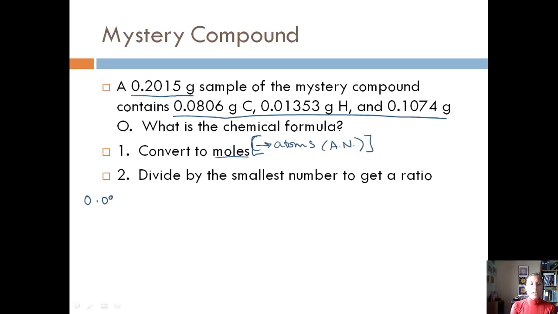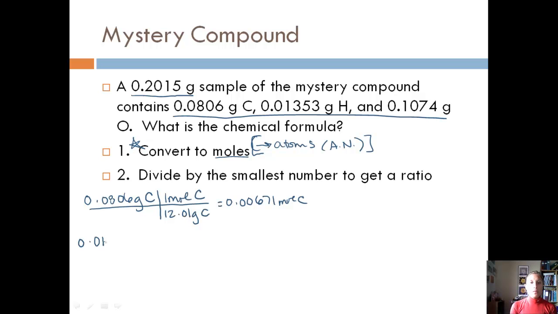So we have 0.0806 grams of carbon. Well, if you remember from previous sections, the way to go from grams to moles is molar mass, or atomic mass if it's an element. So based on the periodic table, we know for every 1 mole of carbon, there are 12.01 grams of carbon. And so if we divide, we end up with 0.00671 moles of carbon. Okay, so this is step 1. We're going to do the same thing for hydrogen and oxygen.